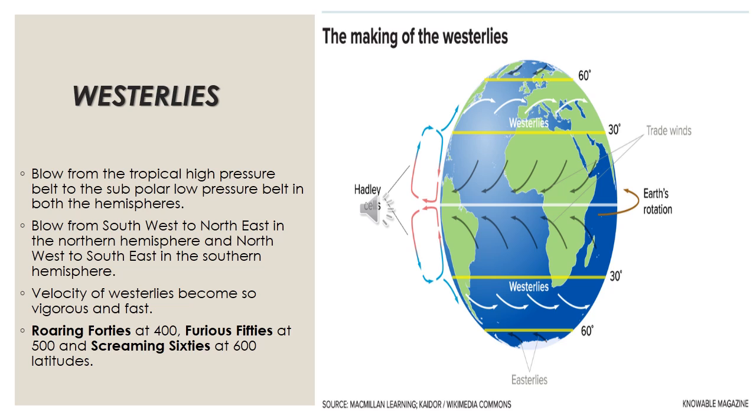So 40 degrees is the tropical region. Already I told you, 0 to 30 degrees is the tropical region, then 60 to 90 degrees is the polar region. So westerlies are the permanent winds that blow from the tropical high pressure belt to the subpolar low pressure belt in both hemispheres, from southwest to northeast in the northern hemisphere and northwest to southeast in the southern hemisphere.